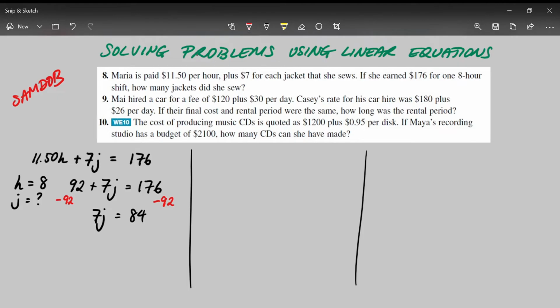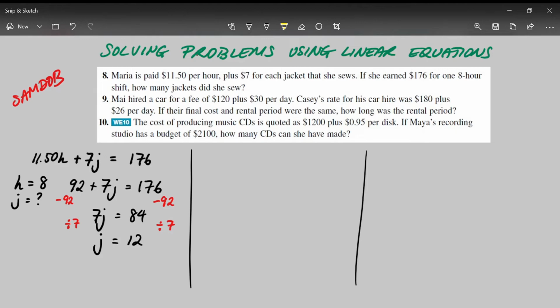The last thing we need to do is divide both sides by 7, because 7 is multiplied to J. We want to do the opposite to eliminate it. So that means the number of jackets is 12. If you want to check, you could either backtrack or substitute J back into this equation. So H is 8, J is 12, and if you put it into the equation, it should all add up to 176. Okay, so that's the first question.